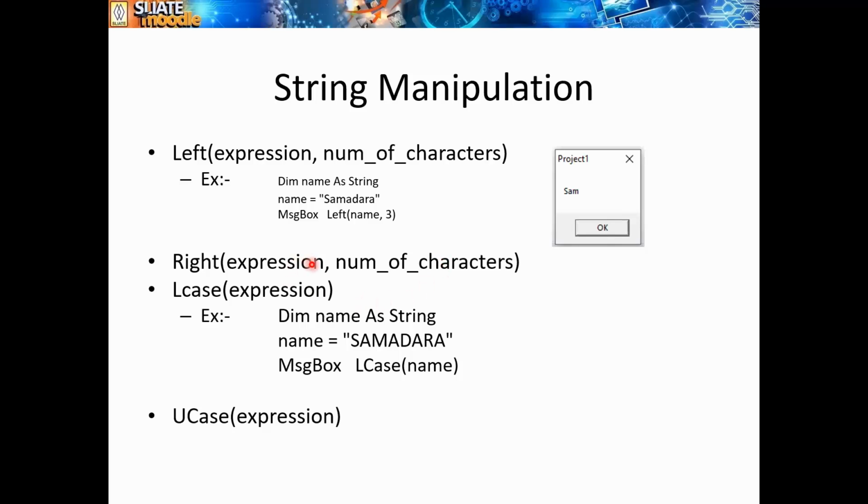Right, so if you want to get characters from the right-hand side, what do you have to do? You have to replace Left with Right, right? No examples are given here, but you can write Right, then within parentheses you can mention name and the number of characters you want to capture, okay? And here you have lowercase and uppercase. Lowercase can be obtained if you use LCase, and if you want to convert to uppercase, you can use UCase, right? Whatever expression you want can be mentioned within the parentheses, okay?